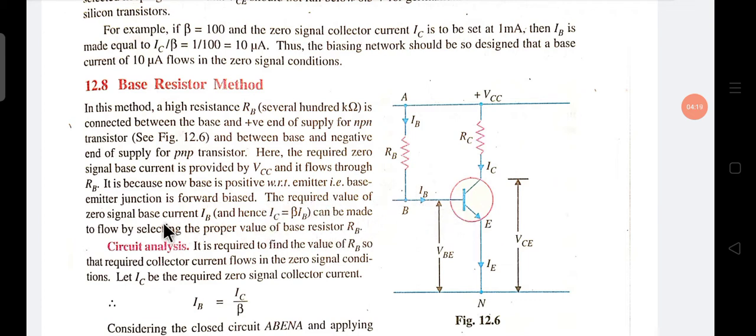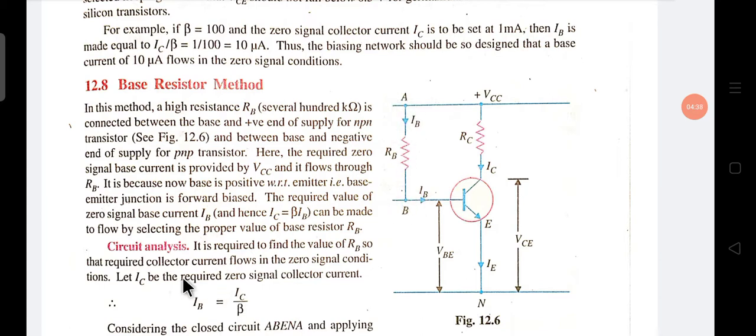The required value of zero signal base current IB can be made to flow by selecting the proper value of the base resistor. This base resistor is selected to get the required IB.